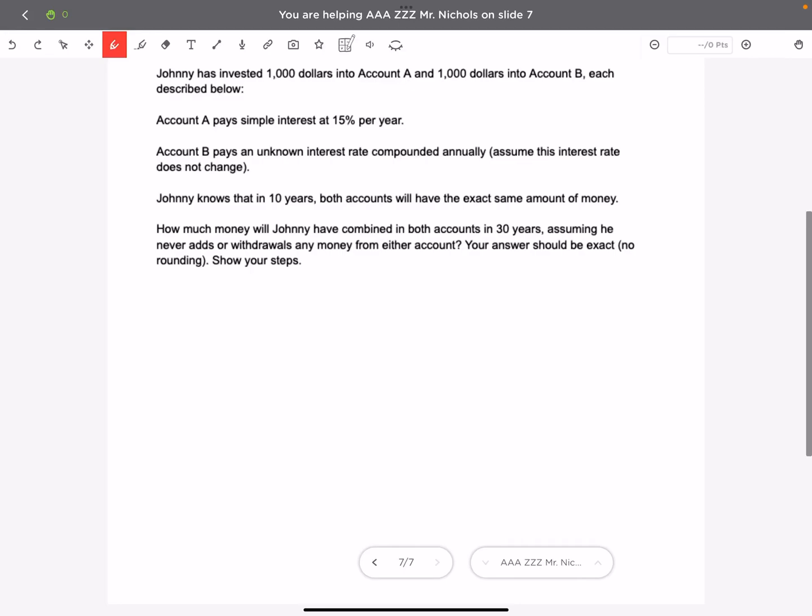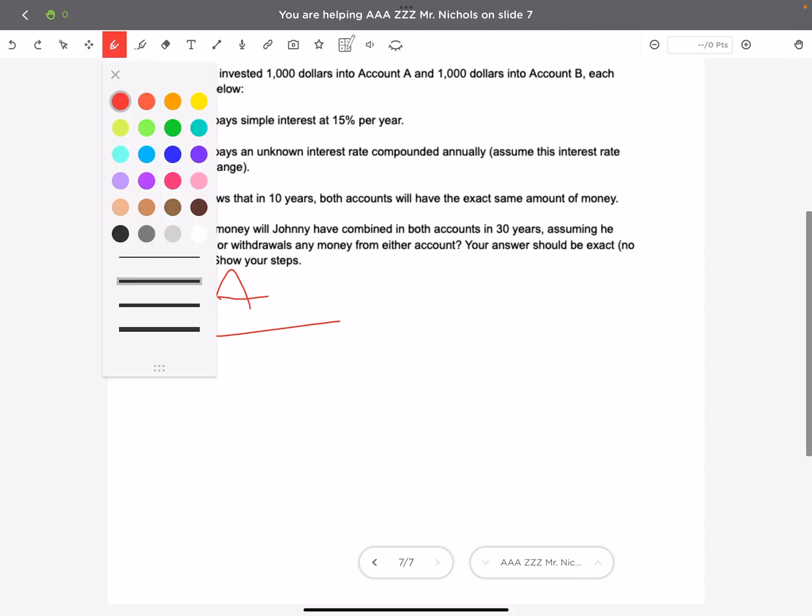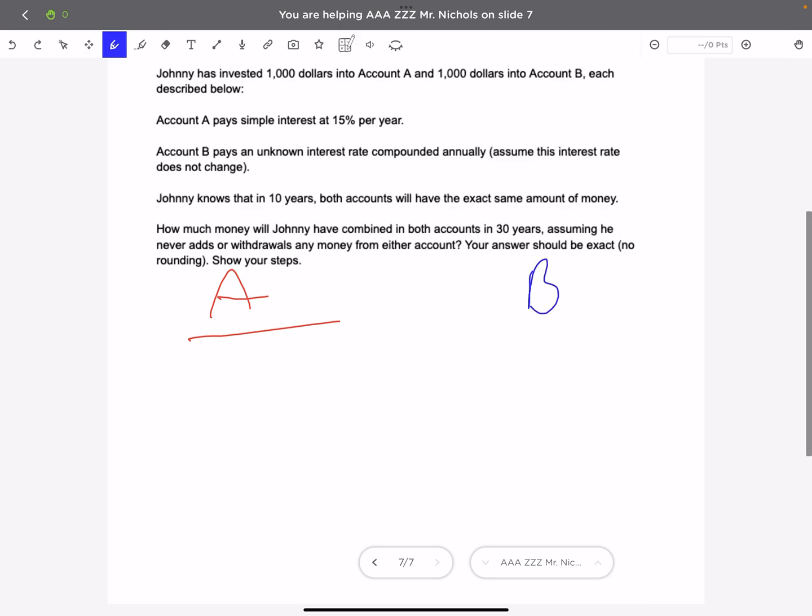Okay, so for the level 4 problem, Johnny has invested $1,000 into account A and $1,000 into account B, each described below. So we'll have this as account A, right, is simple interest paid at 15% per year. Account B, and I'll do this in blue, pays an unknown interest rate compounded annually. Assume this interest rate does not change. Johnny knows that in 10 years, both accounts will have the exact same amount of money.